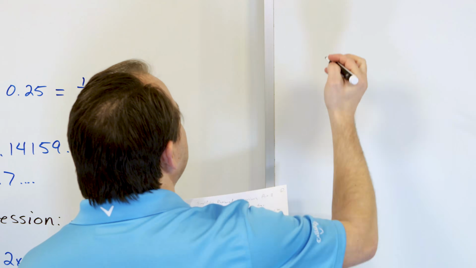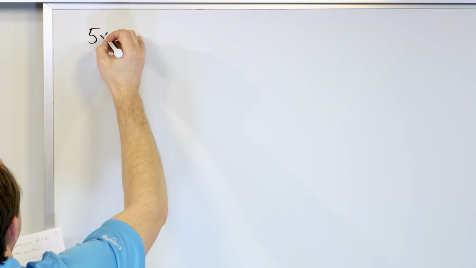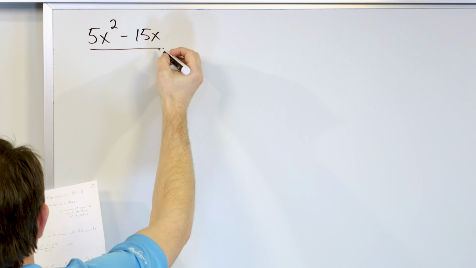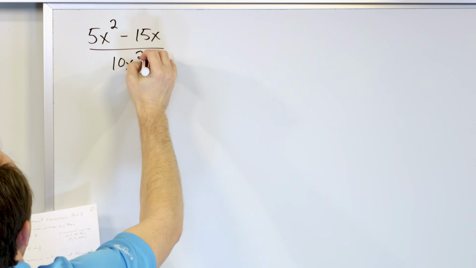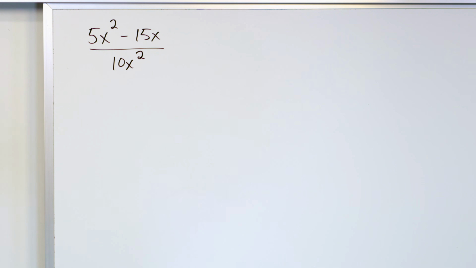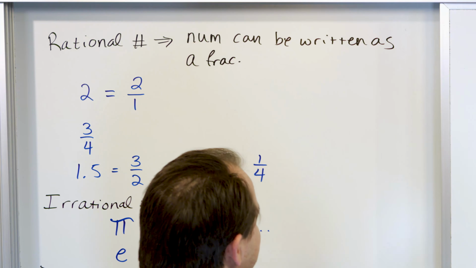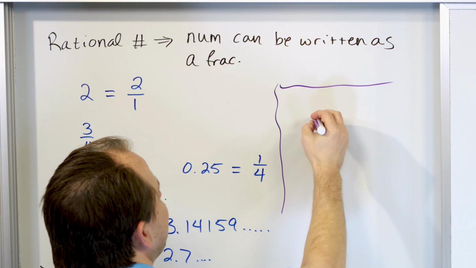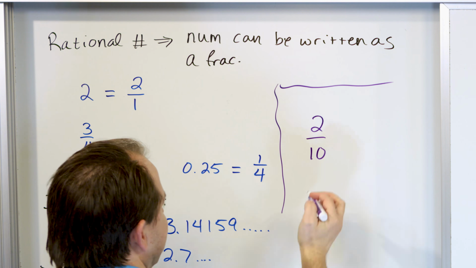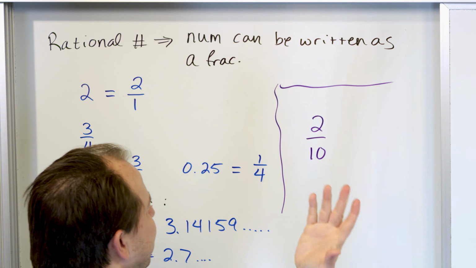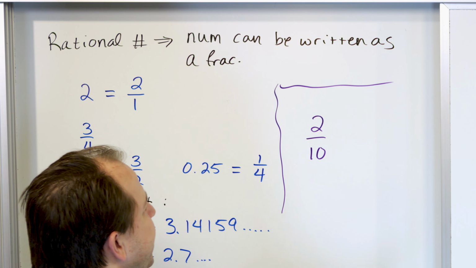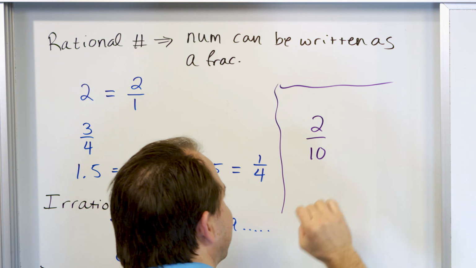Here's our first problem. What if we have the rational expression 5x squared minus 15x, all divided by 10x squared? And I say, simplify this rational expression. So you have a lot of different tricks up your sleeve to do this, because as you all know, you've all learned how to simplify fractions in algebra, right? So for instance, we talked about the fraction 2/10 a second ago. We know that this is not lowest terms. Why? Because we can divide the top and bottom by anything we want in order to reduce these terms to something else.